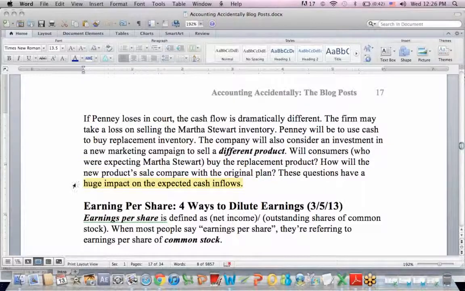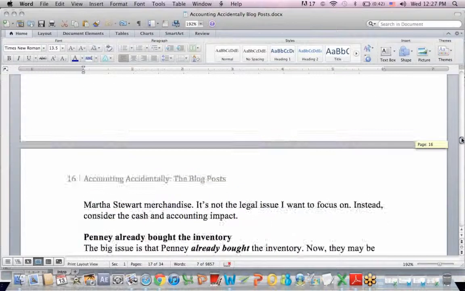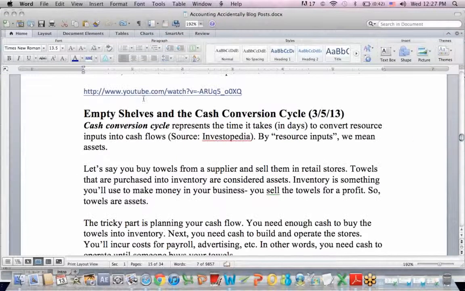So you can see the huge issues that this company faces because the shelves are empty. We don't have the product that we were planning on selling, and we've got a real problem with the cash conversion cycle.